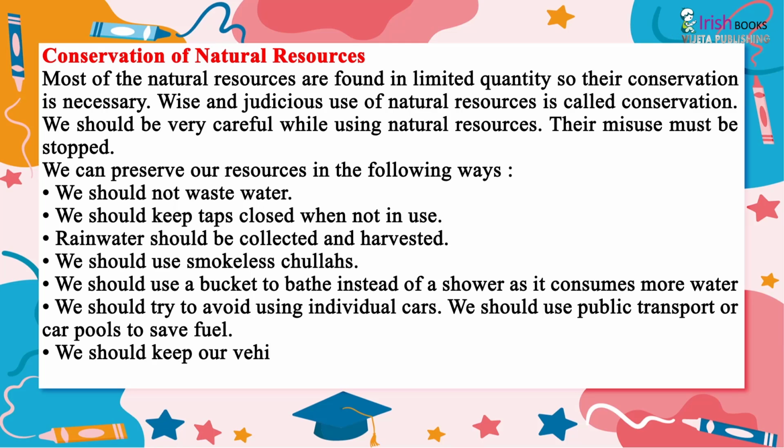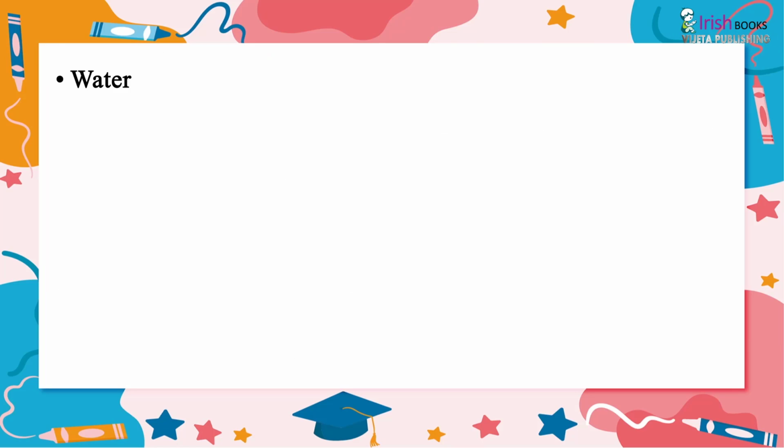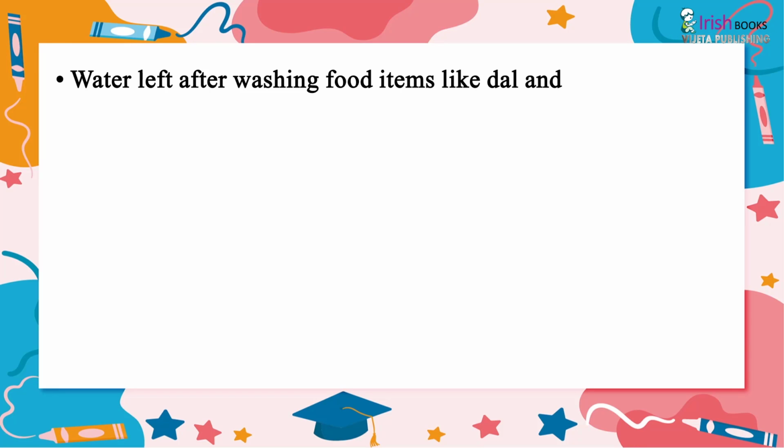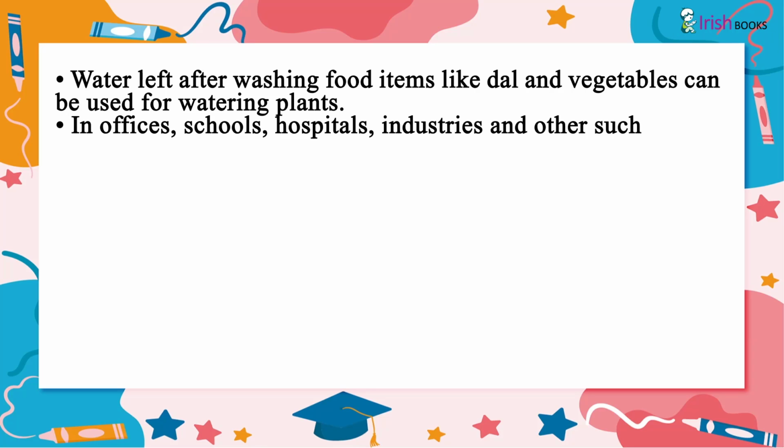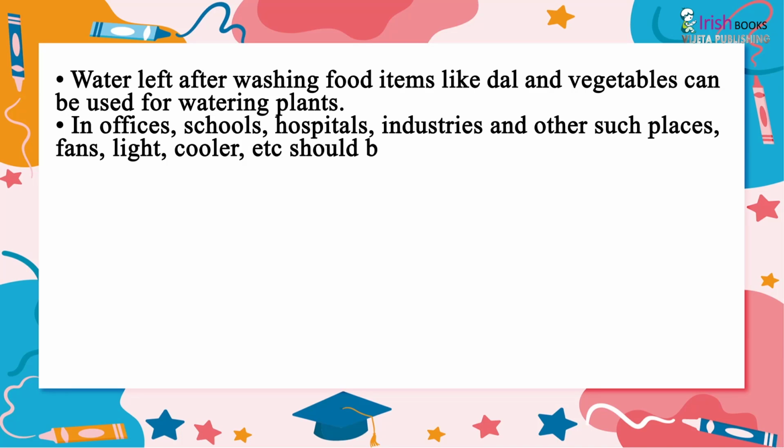We should use public transport or carpools to save fuel. We should keep our vehicle pollution free. Water left after washing food items like dal and vegetables can be used for watering plants. In offices, schools, hospitals, industries and other such places, fans, lights, coolers, etc. should be switched off when not in use.